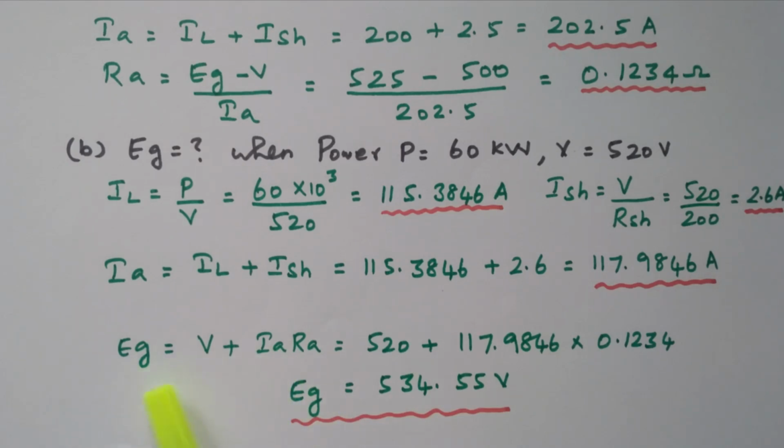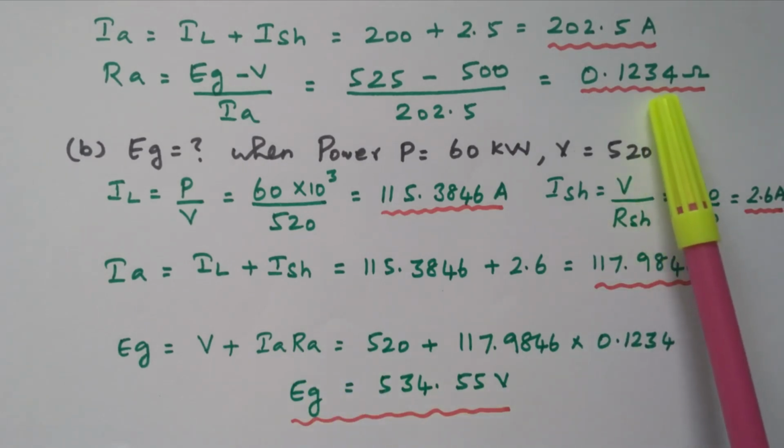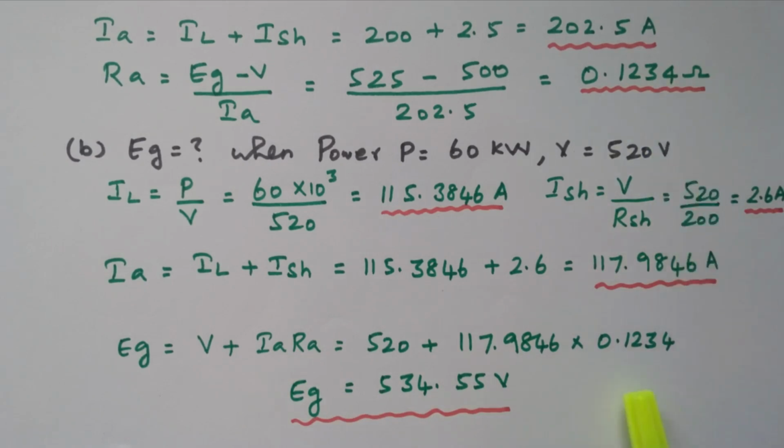Now again we are using the basic formula EG equal to V plus IA RA. Here EG we need to find, V is given as 520 volts. IA we just calculated, 117.9846, into RA, which is 0.1234, the same value we calculated in the previous case. By simplifying this we got 534.55 volts, which is greater than the load terminal voltage. From this, the armature drop will be there, and the balance will be available as the terminal voltage. Now we calculated the generated EMF.